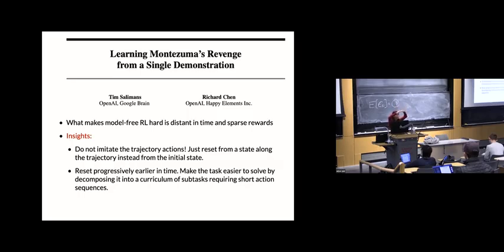Then you'll reset earlier in the demonstration. Again, you're going to solve the problem. Again, the reward is not distant because you know how to solve the remaining, and so on and so forth. And then you'll be resetting progressively earlier and earlier in time. Now you need to say, oh, but state resetting is cheating.